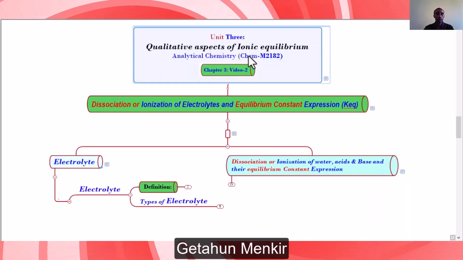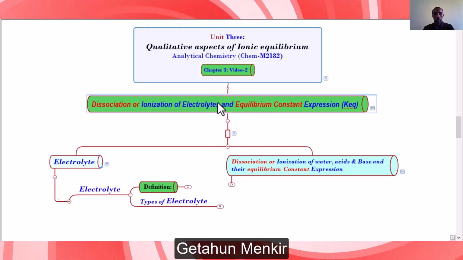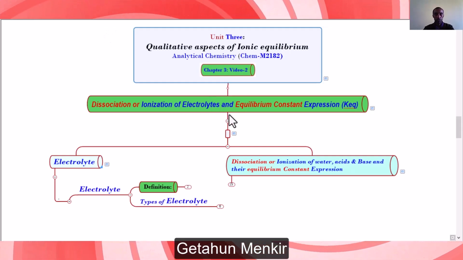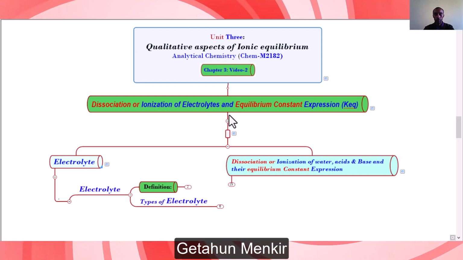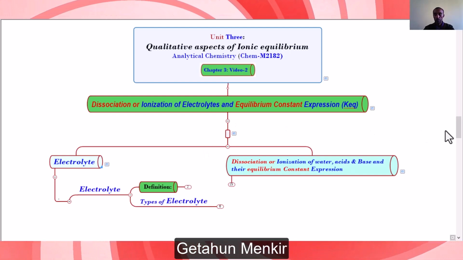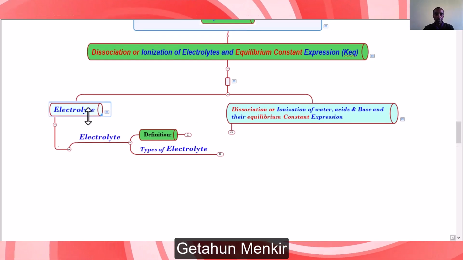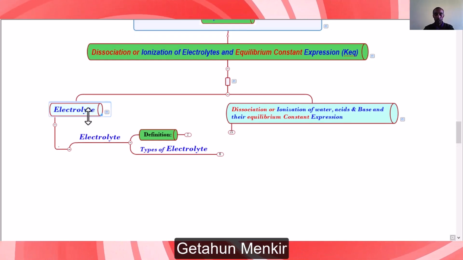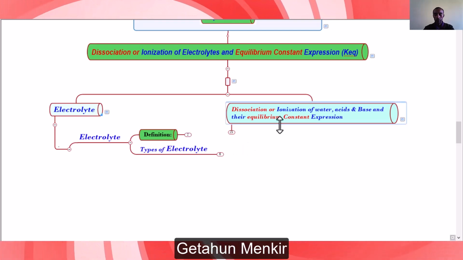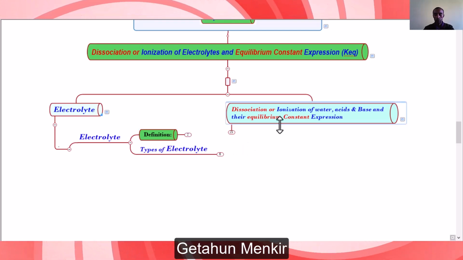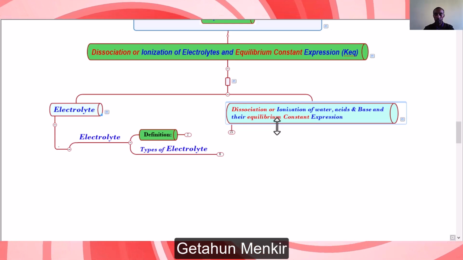Hello guys, in this video we will be looking at the dissociation or ionization of electrolytes and equilibrium constant expression. The learning objectives of this video are, one, to define what an electrolyte is and to classify the types of electrolytes. The second one is we are going to learn how to express the equilibrium constant for acid and base.